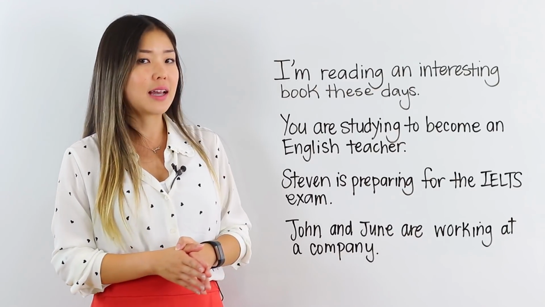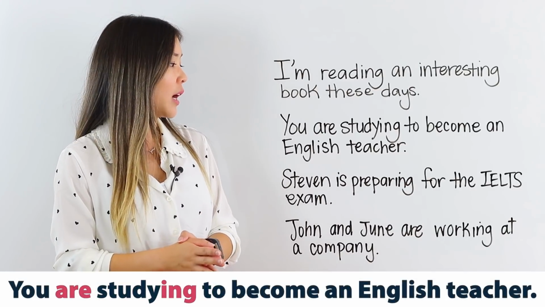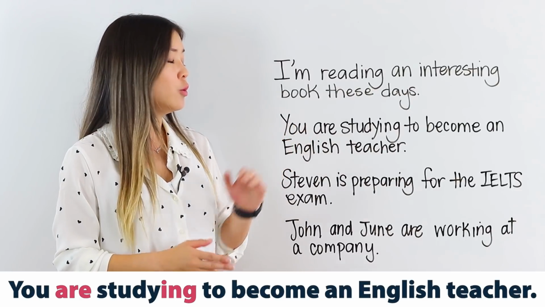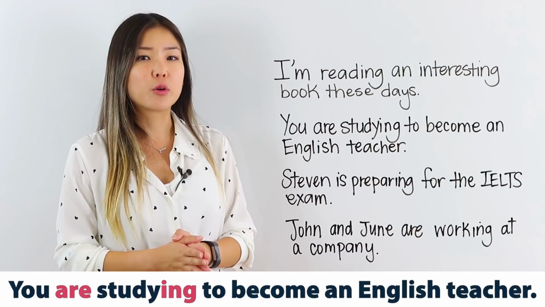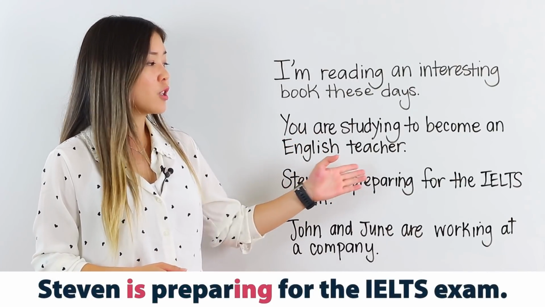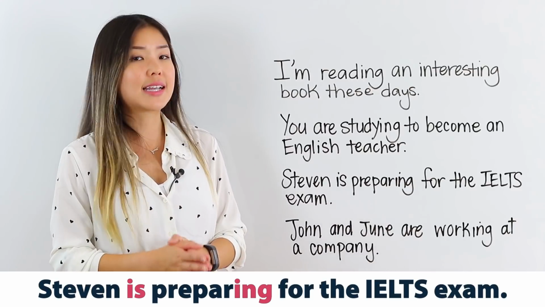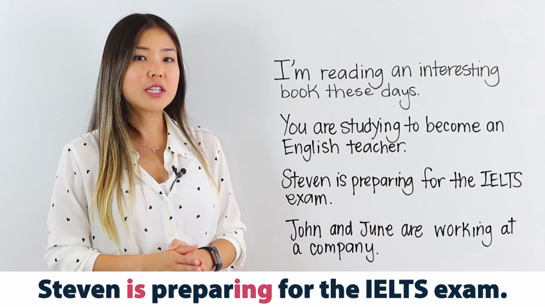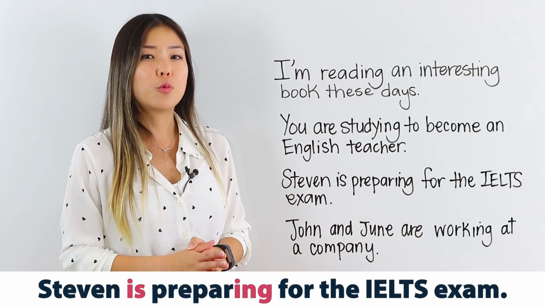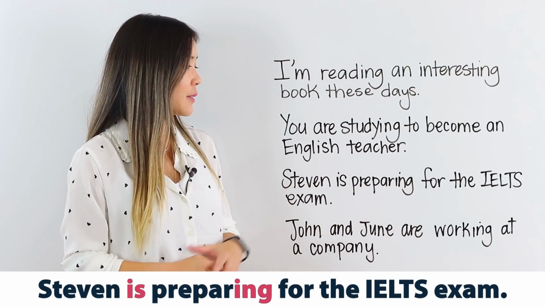The next sentence says, you are studying to become an English teacher. The subject here is you, therefore the be verb is are. Next, Stephen is preparing for the IELTS exam. The subject here is Stephen, which is a he. Therefore, we use the be verb is.